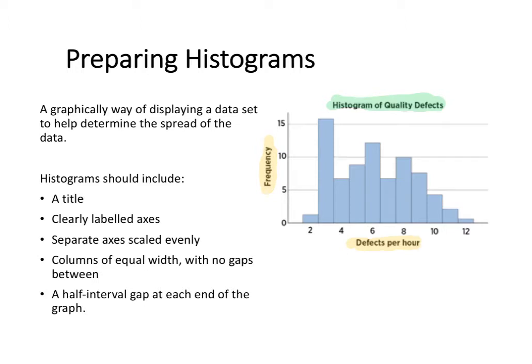Now, both axes need to have a scale, and that scale needs to be consistent across all of the axes. The column lengths need to be equal, and there are no gaps in between the columns, and you leave a half interval gap at the beginning and end of the histogram. So let's have a look at how to prepare a histogram based on an example data set.